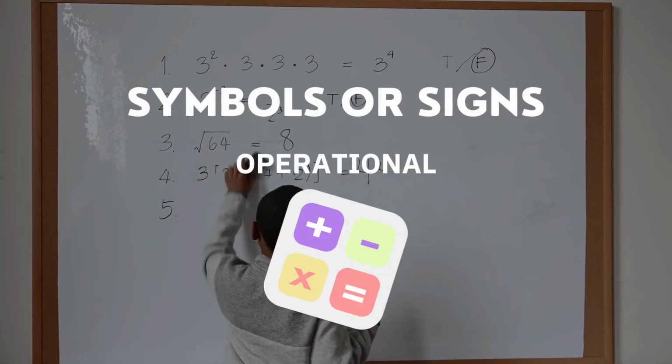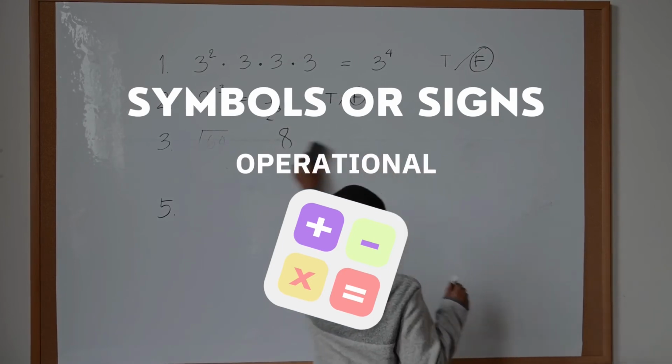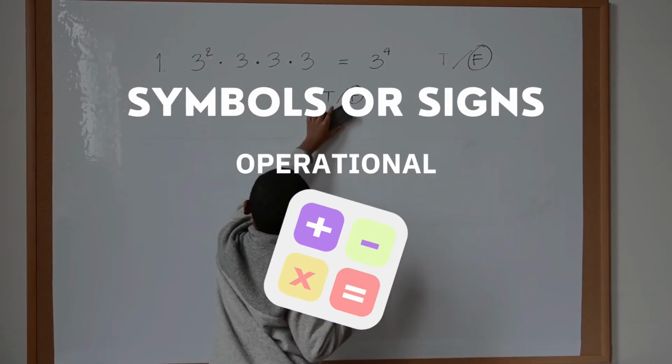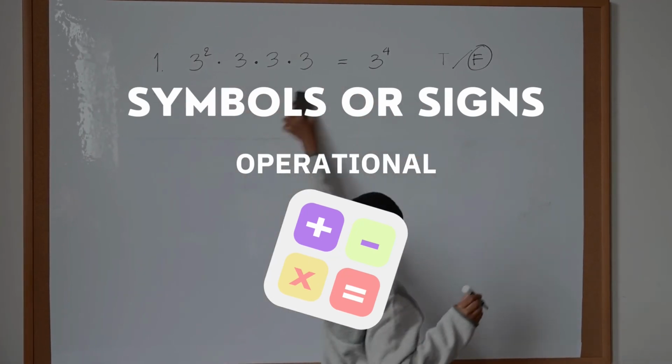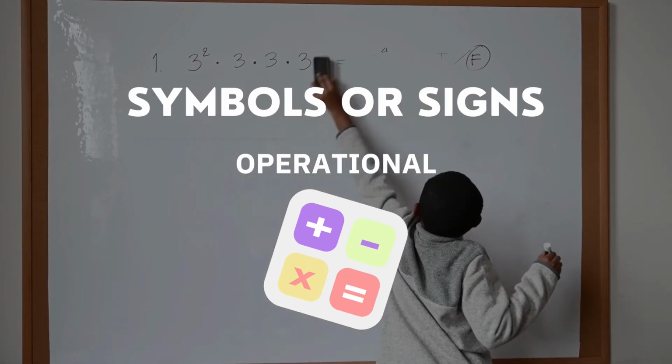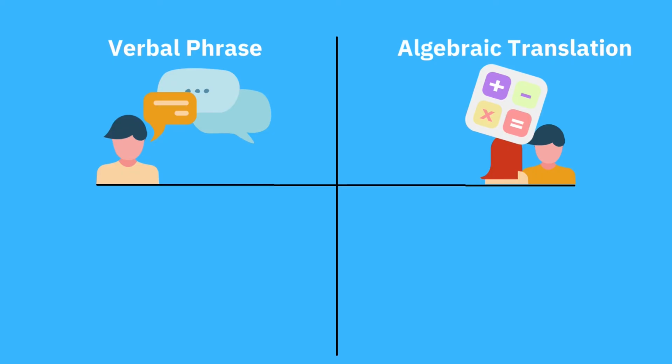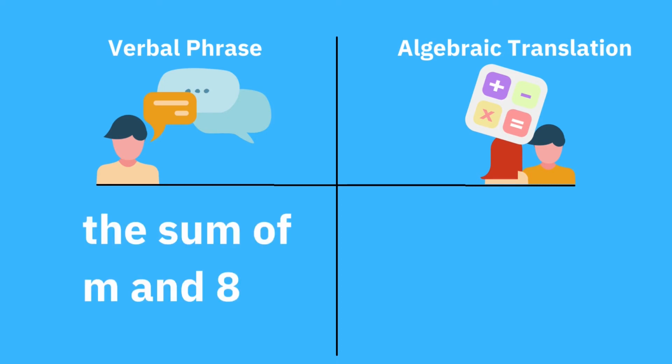There are many ways to express the addition, subtraction, multiplication, or division of algebraic expressions. Some verbal expressions and their algebraic expressions with addition and subtraction are shown in the following table. Let us divide the table into two parts, the verbal phrase and the algebraic translation. Now, what is the algebraic translation of the sum of m and 8? Very good, that is m plus 8.